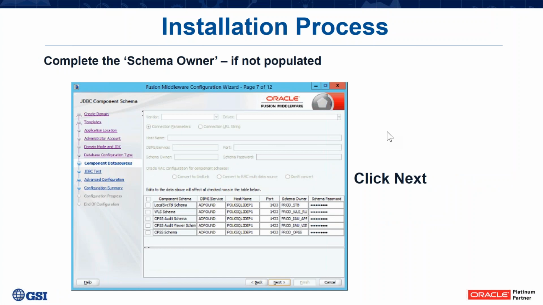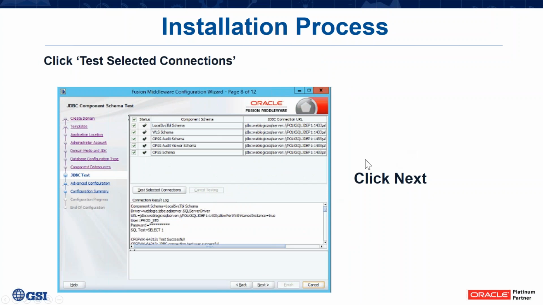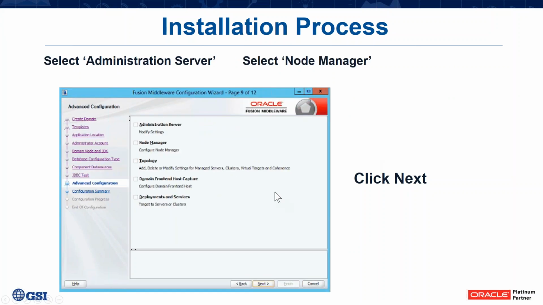All right, complete the schema owner. If not populated, this should come in pre-populated for you. When you did the Get RCU Config, it should have pulled in the passwords. Click next. Test connections. I think it's a good idea to test the connections. If all 5 of those connections connect just fine, you're going to have no problems with the install.